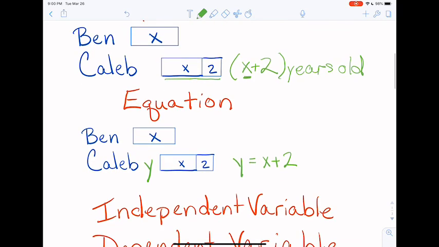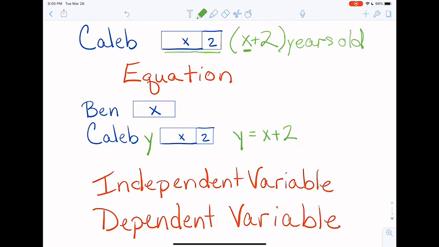So we have a couple of words we need to look at. We have independent variable and dependent variable. Independent variable has that IN at the beginning. Independent, or it's dependent. It's not dependent. So independent would be this X by itself. There's nothing else with it. Whatever Ben is, that's going to affect what Caleb is. So that is going to be our independent variable.